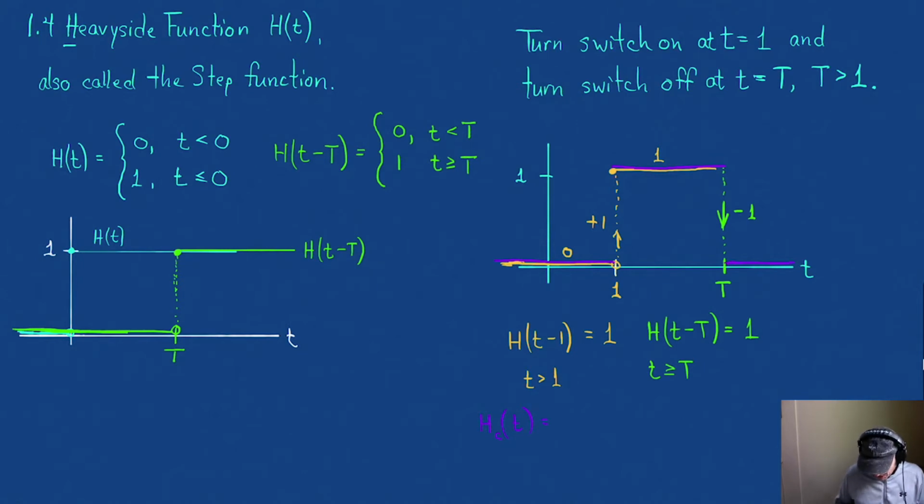It's the orange function, h of t minus 1, plus the green step function, h of t minus capital T. And there it is. We've turned something on at time is 1, and we've turned something back off at a later point in time. And that's how we can use the step function.